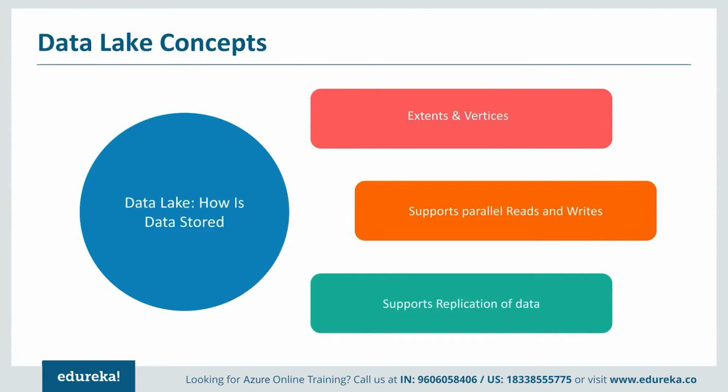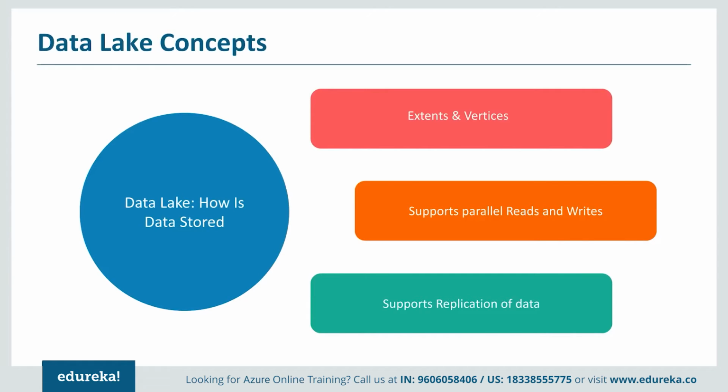Now let us try to understand how it actually stores data. If you all know how Hadoop stores data, this would be quite easy to understand. We all know that what Hadoop does is it takes your data, divides it into chunks and then processes it parallelly. This is what your data lake also does.